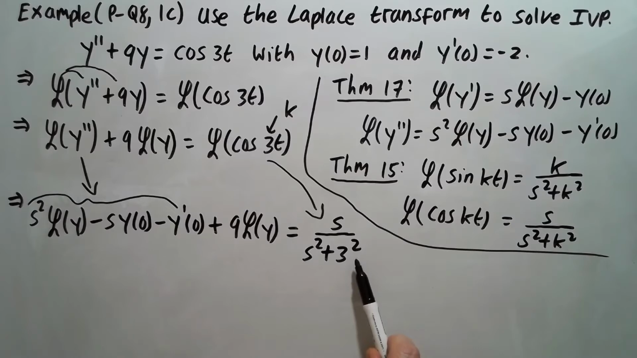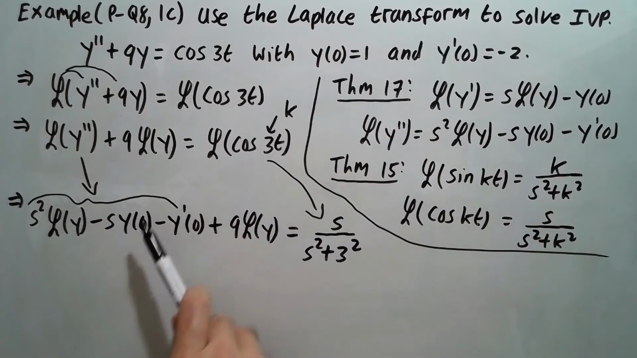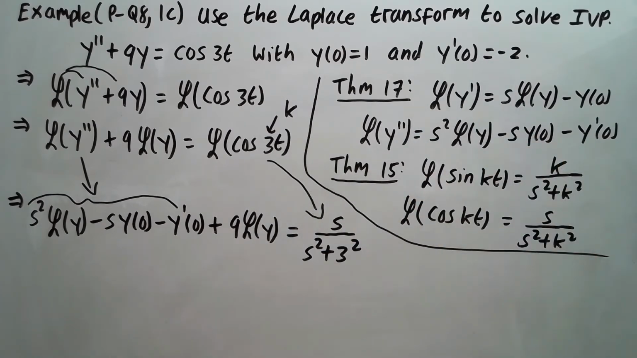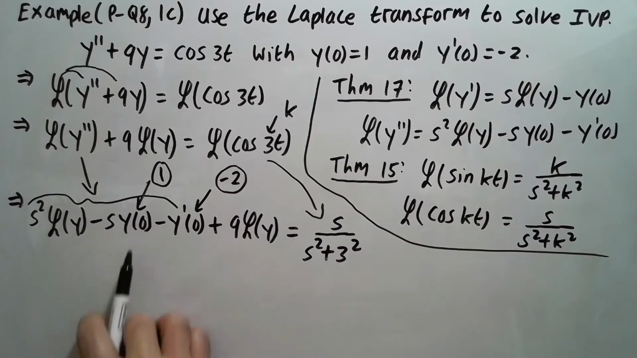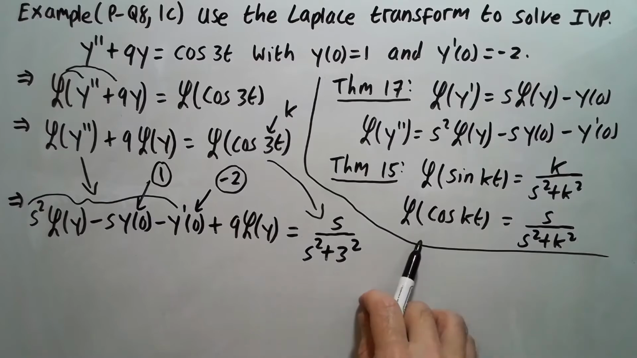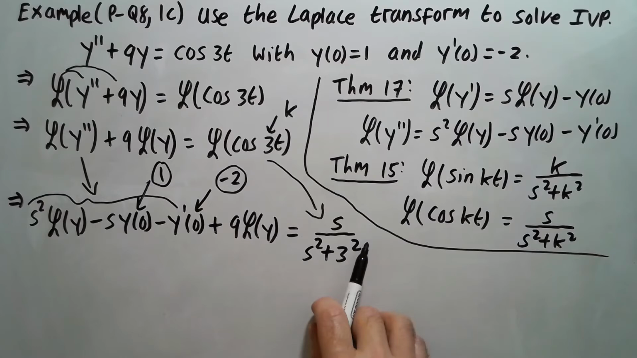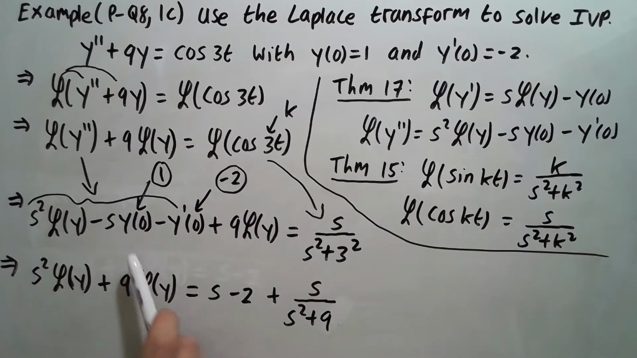Next, we're going to note that y of 0 is 1, and y prime of 0 is minus 2. So let's note that. Okay, so that's 1 and that's minus 2. Let's take both these terms over here, since we want to isolate the Laplace of y. So bringing this guy over here, it becomes plus s. Take the negative y prime of 0 over here, it becomes minus 2. And we still have the s over s squared plus 9.